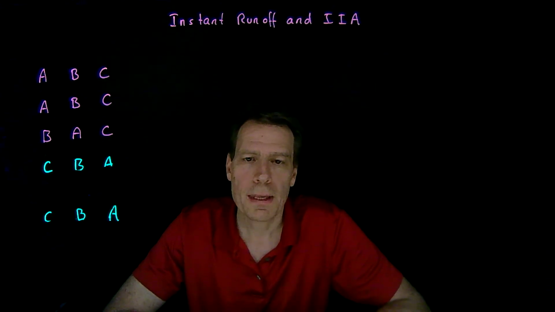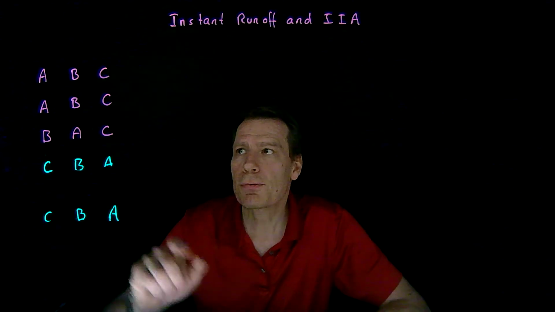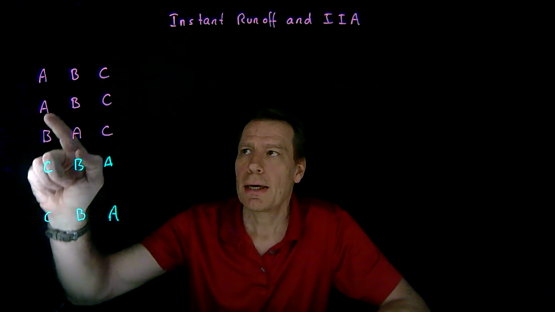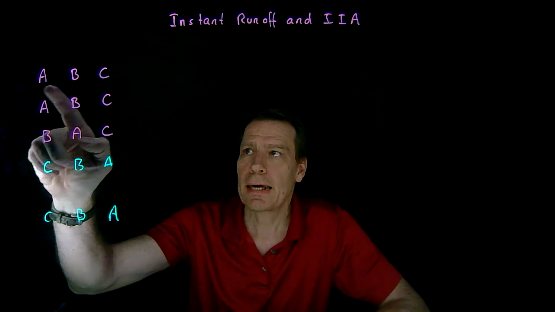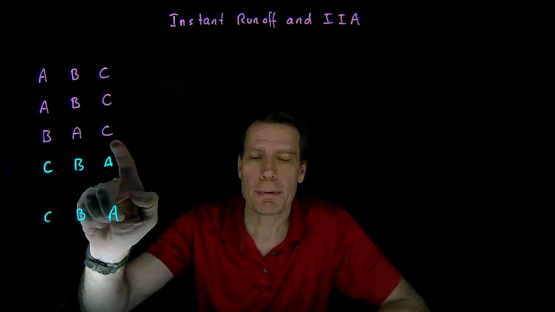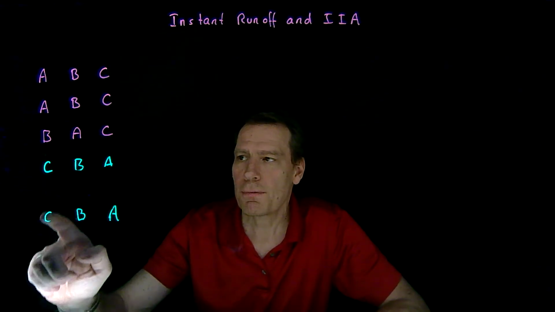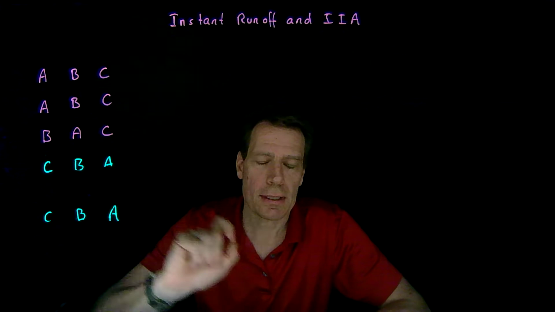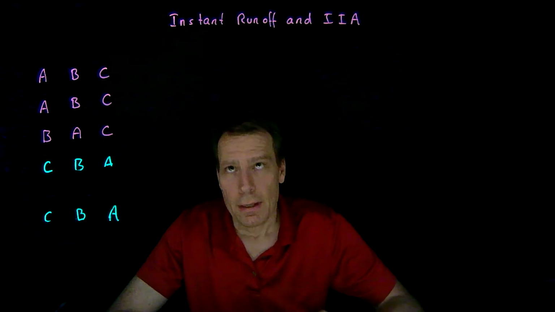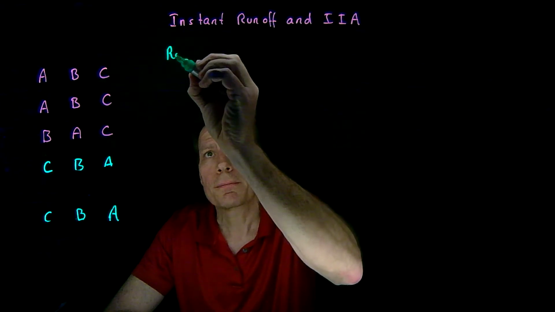So suppose, for example, we had 3 candidates, A, B, and C, and we have 5 voters, and the first 2 voters like A better than B better than C, the third voter likes B better than A better than C, and the fourth and fifth voters like C better than B better than A. So how would the instant runoff system work? Well, first we'd go into round 1.